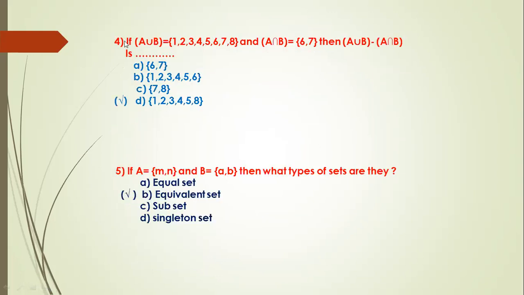This is fill in the blanks. If A union B equals 1 2 3 4 5 6 7, and A intersection B is 6 7, then A union B minus A intersection B is what? From this we have to subtract this, and then it will come 1 2 3 4 5, because 6 7 is subtracted. This is the correct one. And if A equals m n and B equals a b, then what types of sets are they? They are equivalent sets, because there are two elements, and there are also two elements. Now let's move to the next slide.